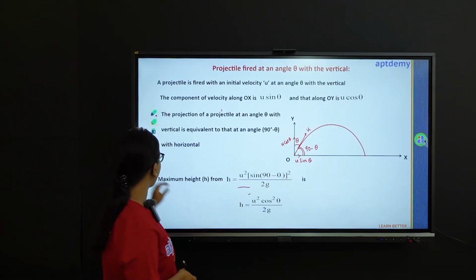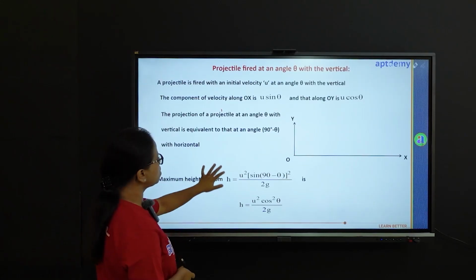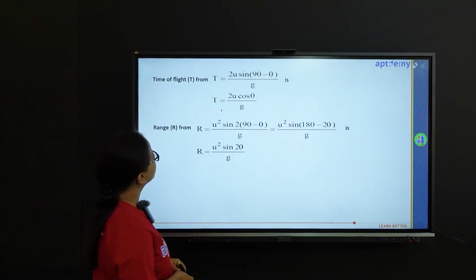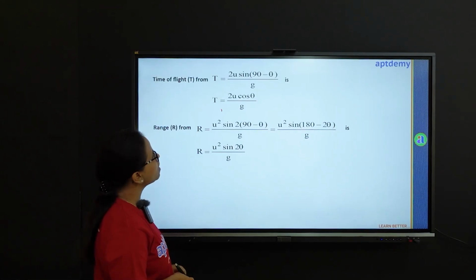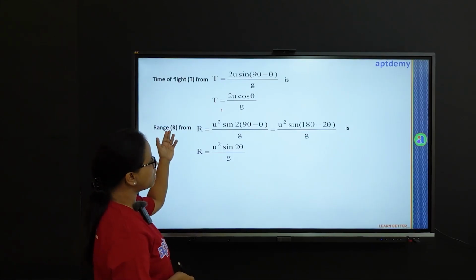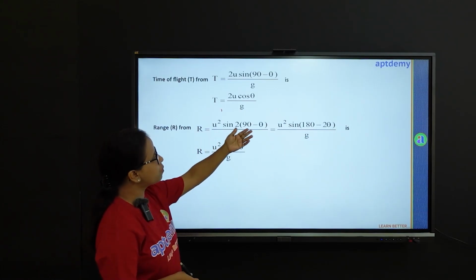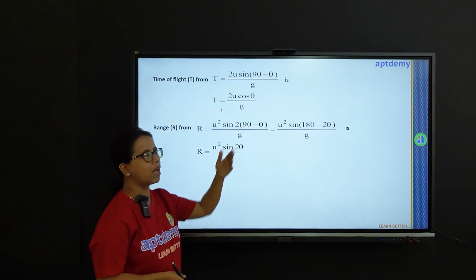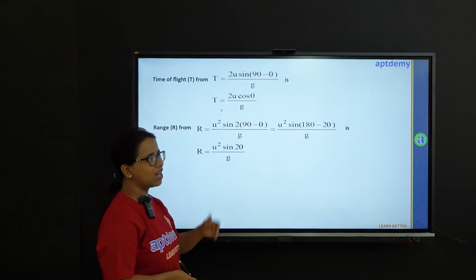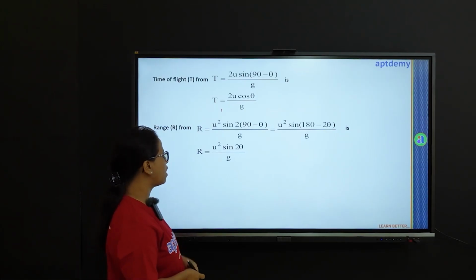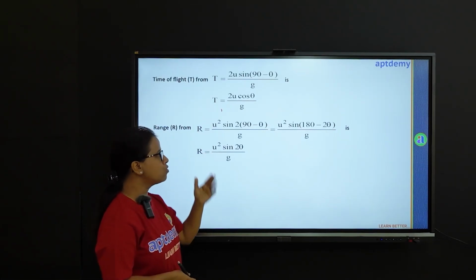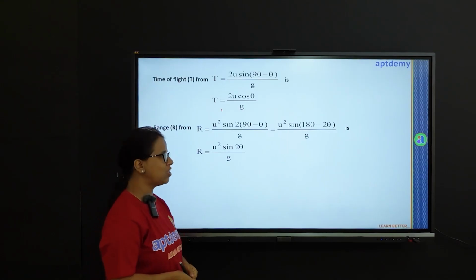Similarly, for the time of flight we have other expressions. Let's have a look at those. You can see t as equal to twice u sin 90 minus theta, which is again cos theta. So t equals twice u cos theta by g, and the range takes this particular form. You can see that in spite of substituting theta by 90 minus theta, there is no change in the range of the projectile. Range stands at u square sin 2 theta by g.